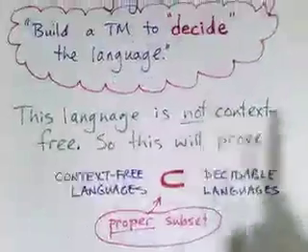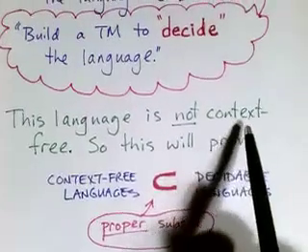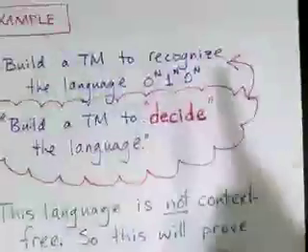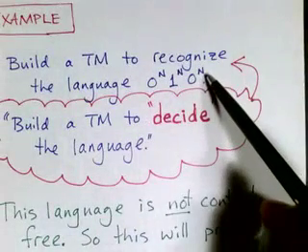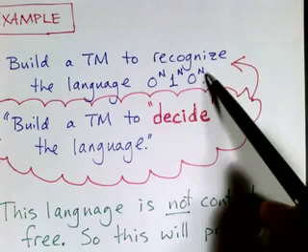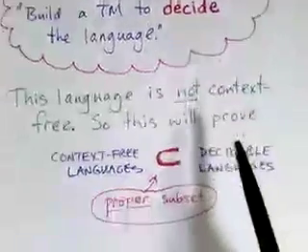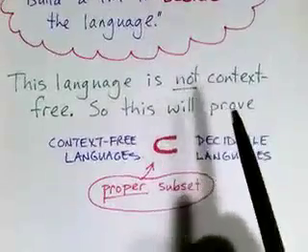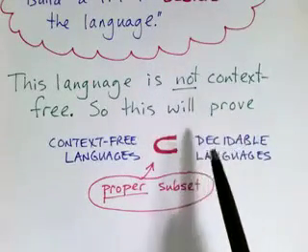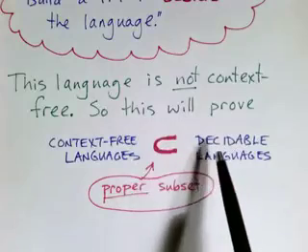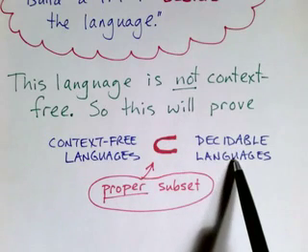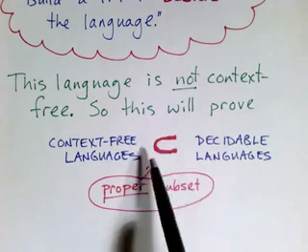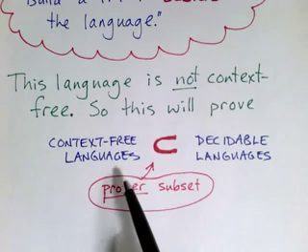And this language is not context-free. We looked at examples like this when we talked about using the pumping lemma to prove that languages were not context-free. So, by showing how we can decide this language with a Turing machine, we will show that the set of decidable languages is a proper subset of the set of context-free languages.